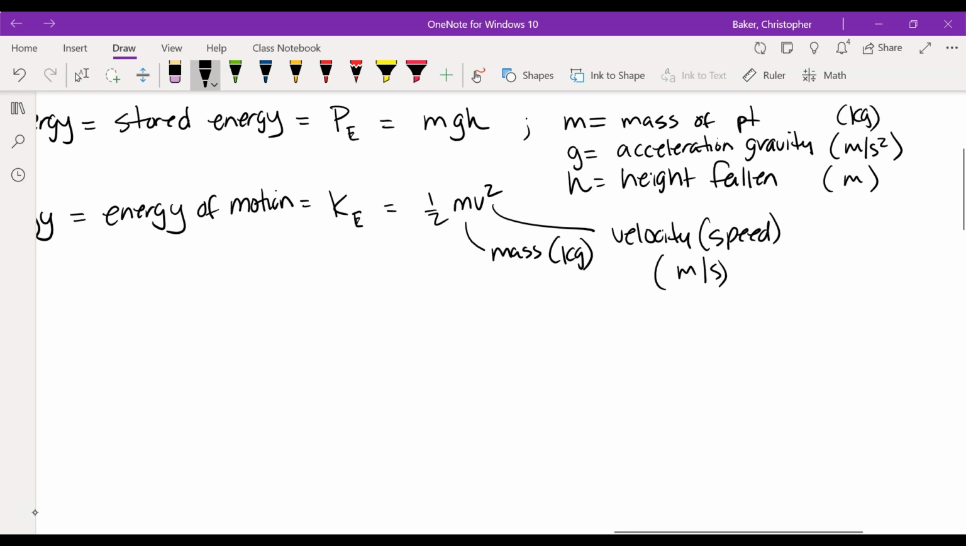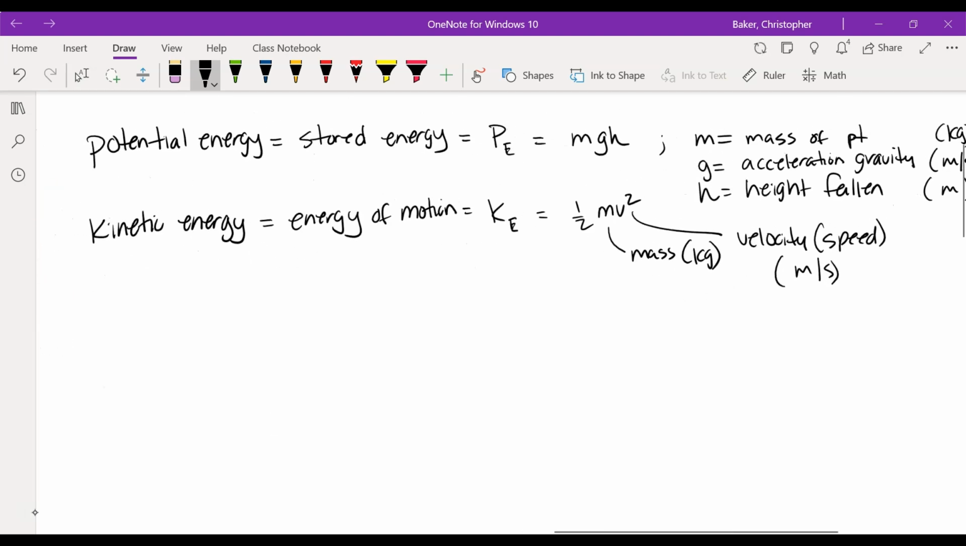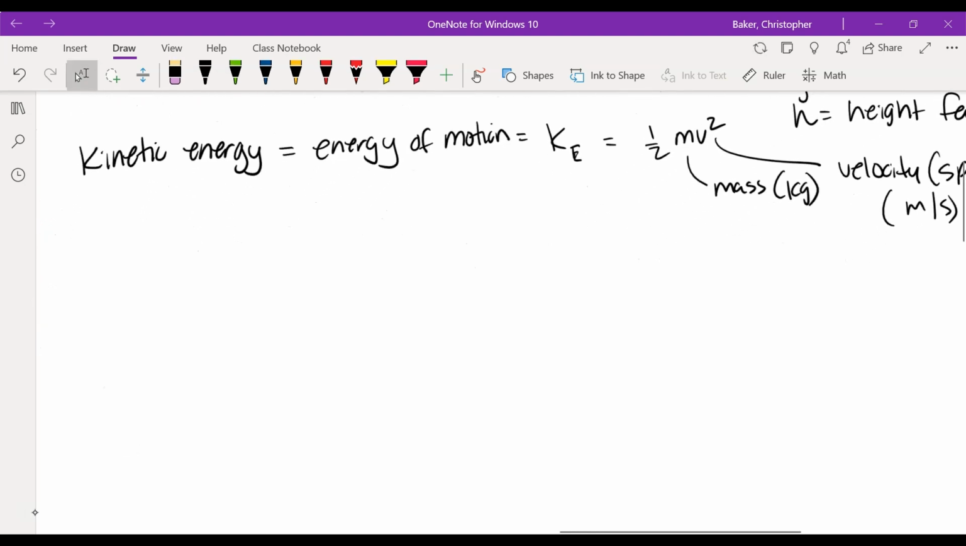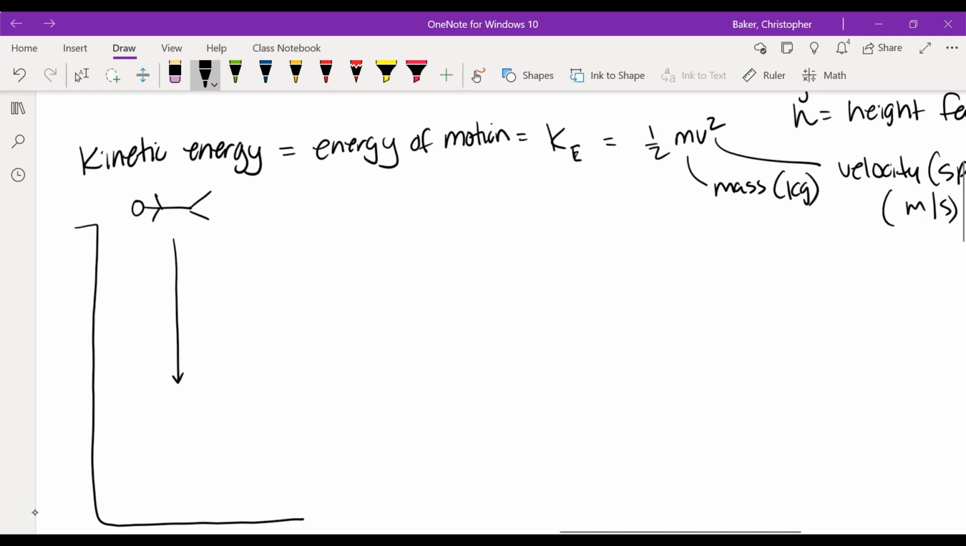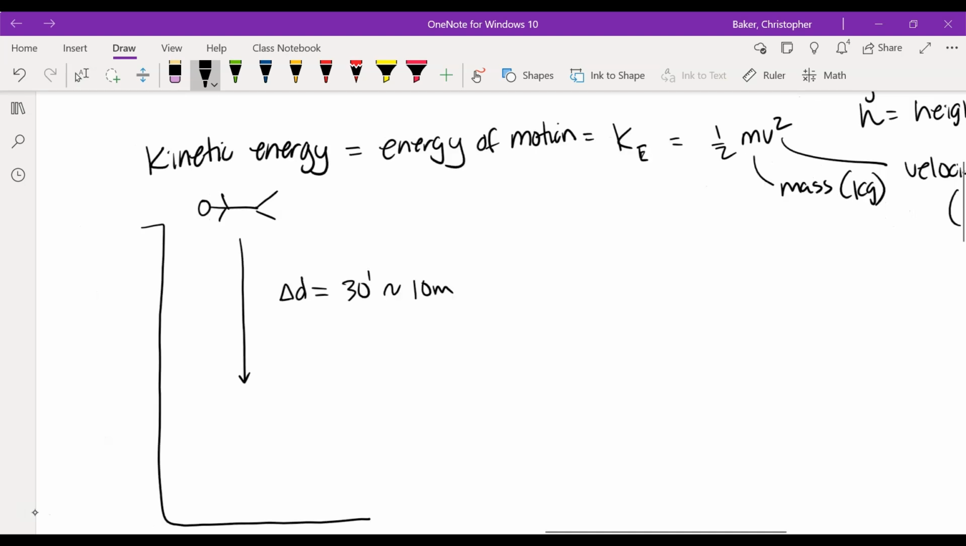Okay, so let's take a look at a concrete example here. Let's say our guy, here's our guy, and he falls straight down, and this distance, delta d, is 30 feet, which is approximately equal to 10 meters, roughly. Okay, so the guy falls 3 stories down.